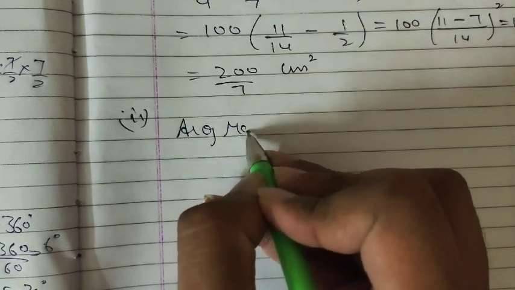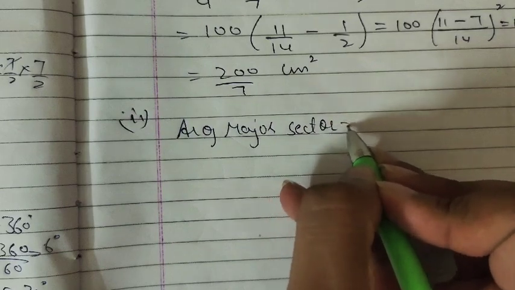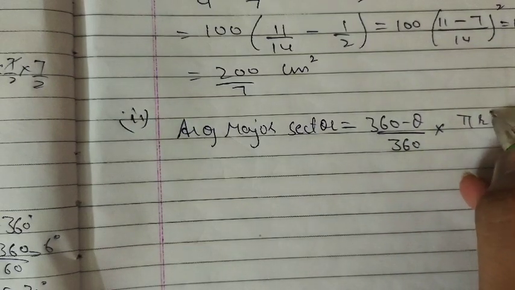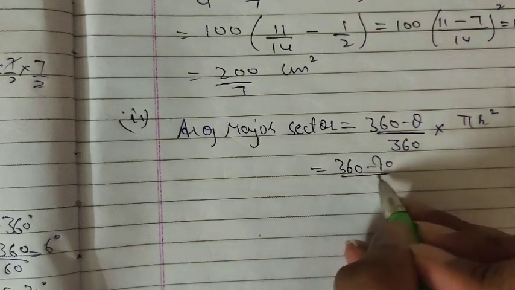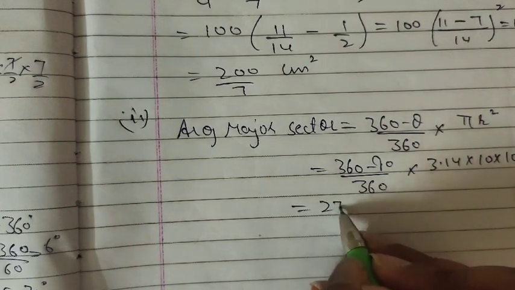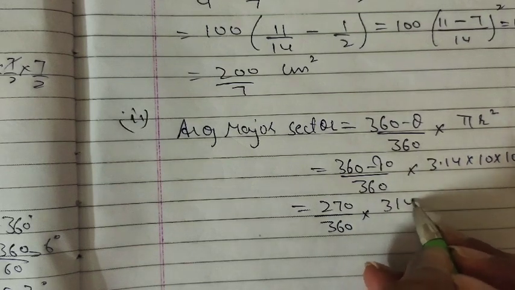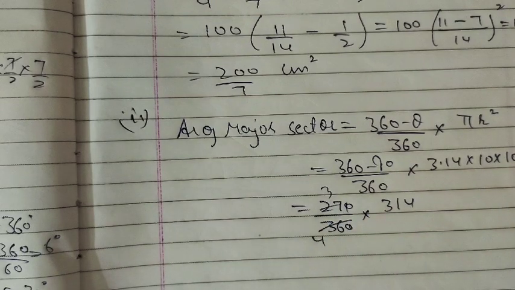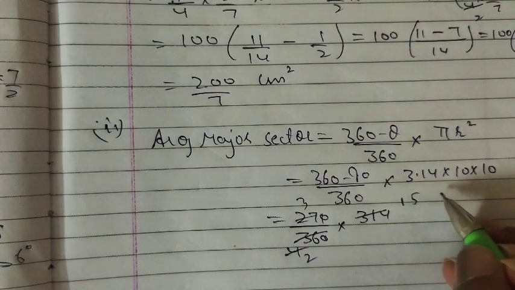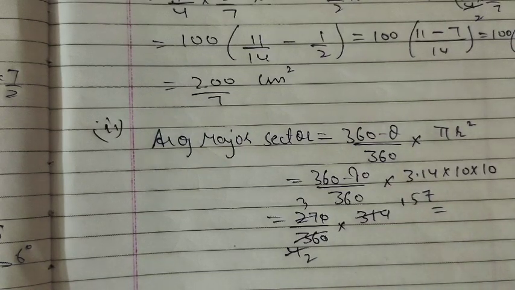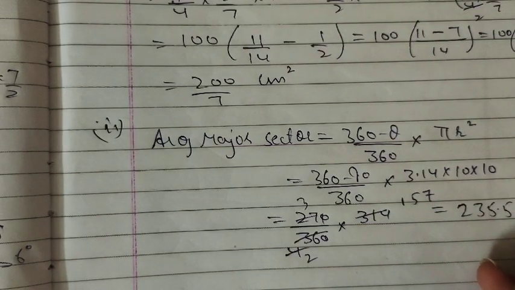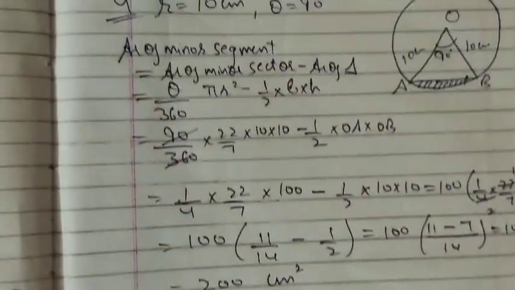Now area of major sector is equal to (360 minus theta) upon 360 multiplied by pi r square, which is (360 minus 90) upon 360, multiplied by 3.14 times 10 times 10, which is 270 upon 360 times 314. Simplifying, 157 multiplied by 3 will be equal to 235.5 centimeter square. So this is question number 4, right?